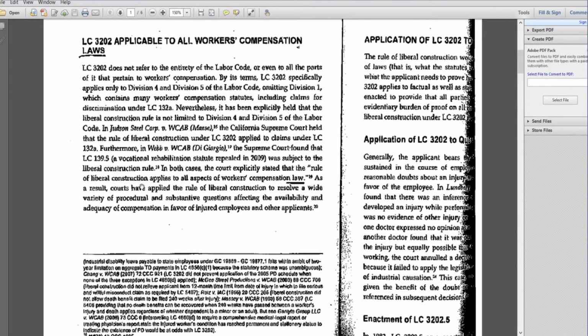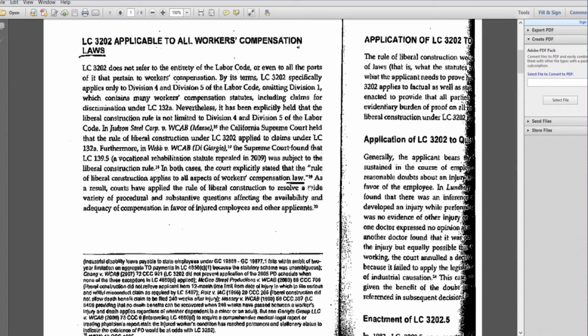Now, emphasis is provided here that Labor Code 3202 applies to all aspects of workers' compensation law. It does not apply to all aspects of the QME examination. However, the philosophy that I'm forwarding in this portion of the program is that for our purposes, we want to adopt an attitude. It's just an attitude and a philosophy of workers' compensation, of the qualified medical evaluation. However, this philosophy and this attitude has good basis in case law.